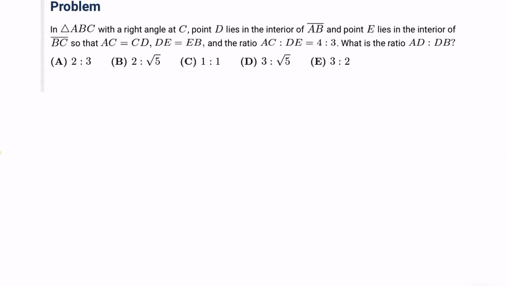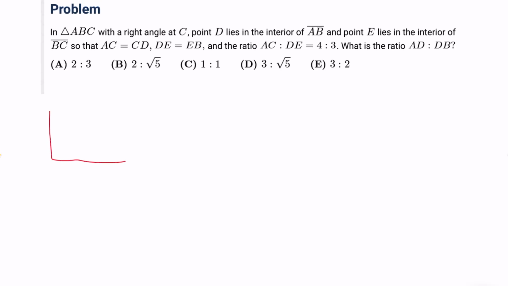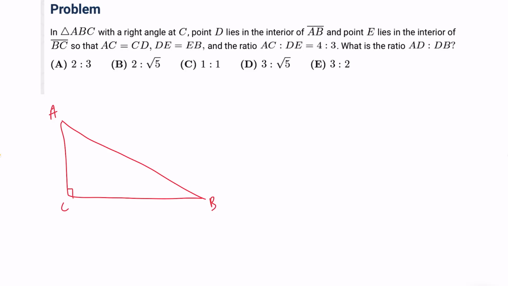So the best way to start off this problem is to draw out what we're given. So we know that we have a right triangle. We know that there is an angle at C, and I'm just going to let this be A and this be B. It tells us that point D lies in the interior of AB, so it lies on AB, and then E lies on BC. AC is equal to CD, so I'm going to let this point be D, so that AC is equal to CD. And then DE is equal to EB.